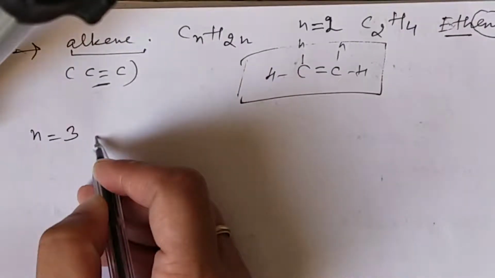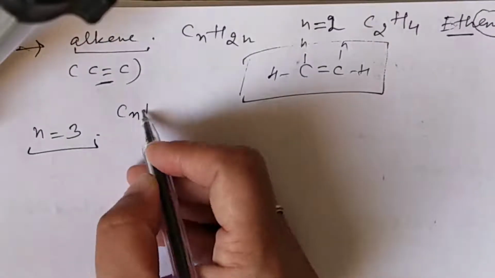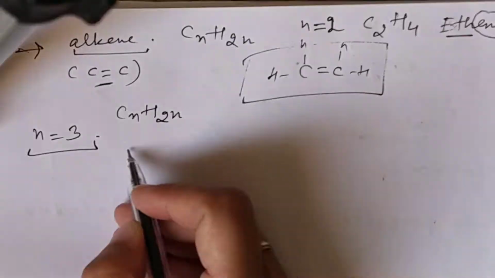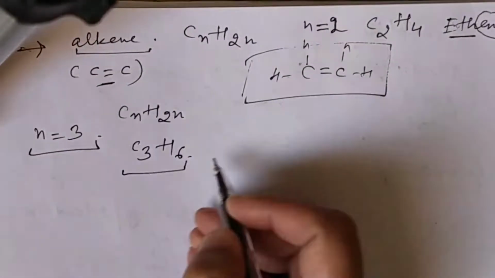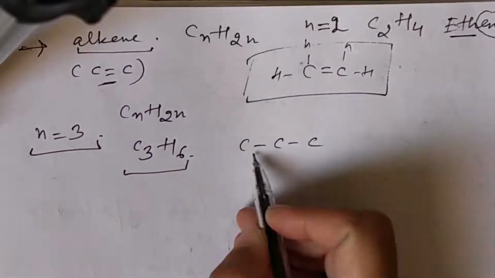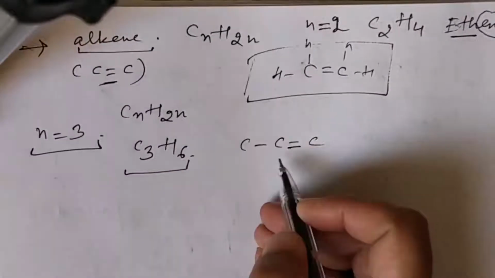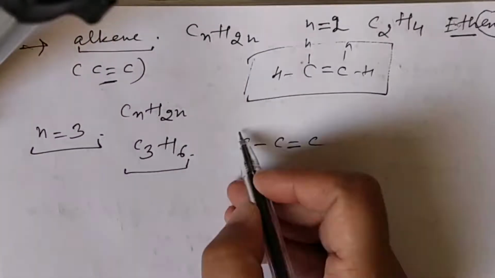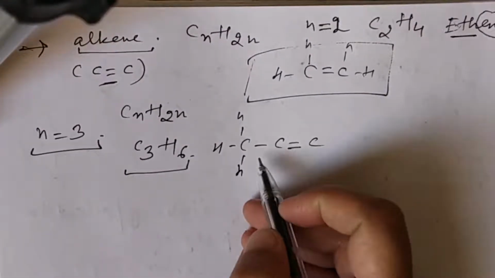If n is equal to 3, put the value of n is equal to 3 in the general formula CnH2n. It will be like C3H6. So how will you draw it? The structure of C3H6. Draw the 3 carbon atoms chain and you have to write one double bond in the structure. Complete all the valencies of carbon. It should not be more than or less than 4.